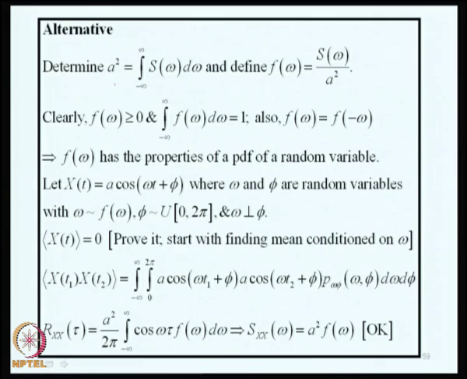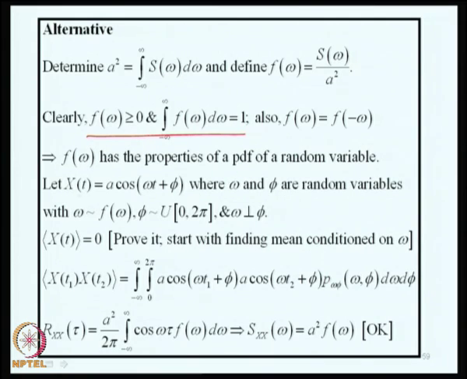What I will do is determine a square, which is the area under s of omega, and define a function f of omega which is s of omega by a square. So clearly the area under f of omega is 1 and it is positive. We assume that s of omega is equal to s of minus omega. Consequently f of omega is f of minus omega. Based on these two properties we can conclude that f of omega has the properties of a probability density function of a random variable.